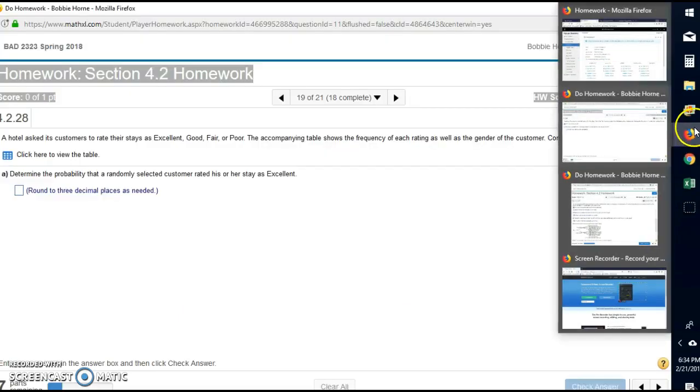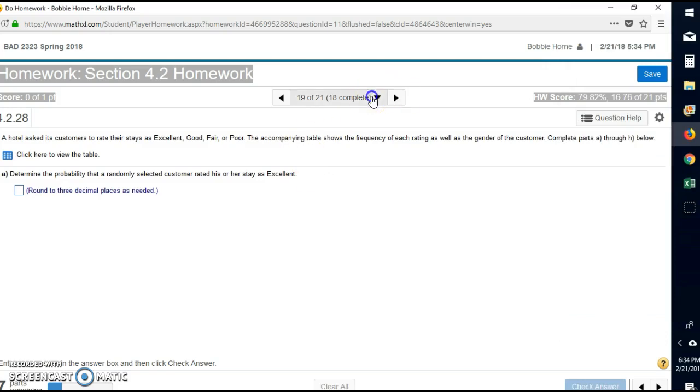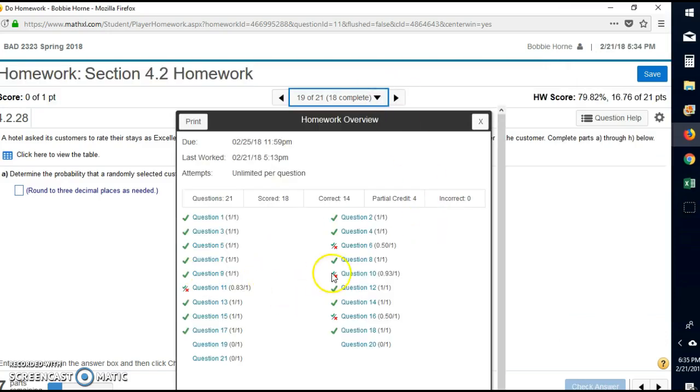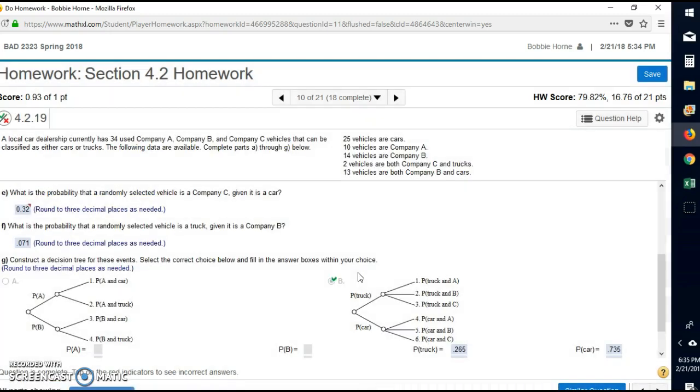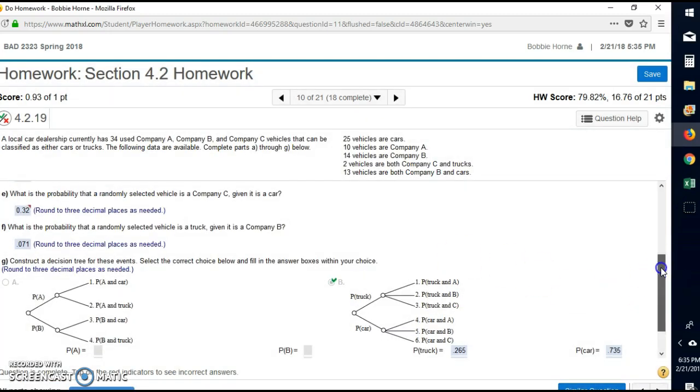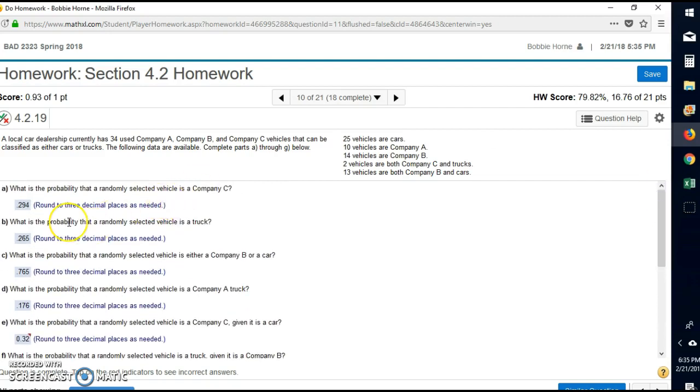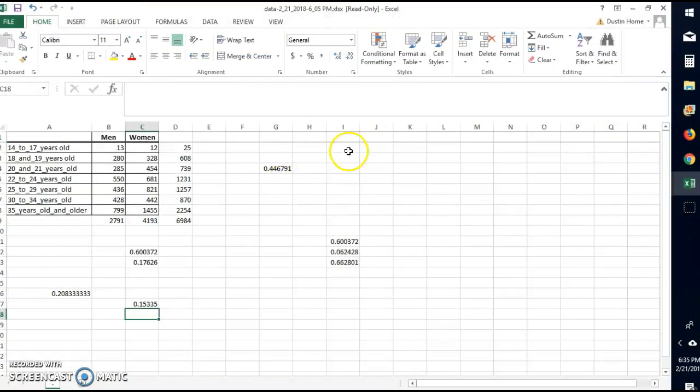Okay, we're going to look at section 4.2 homework, and I had some questions about specifically problem 10 and problem 11, and I kind of ran through this before I did the video. So I do have the answers here, but I wanted to go over how you could start this problem. One thing you could do is put all your information on paper.